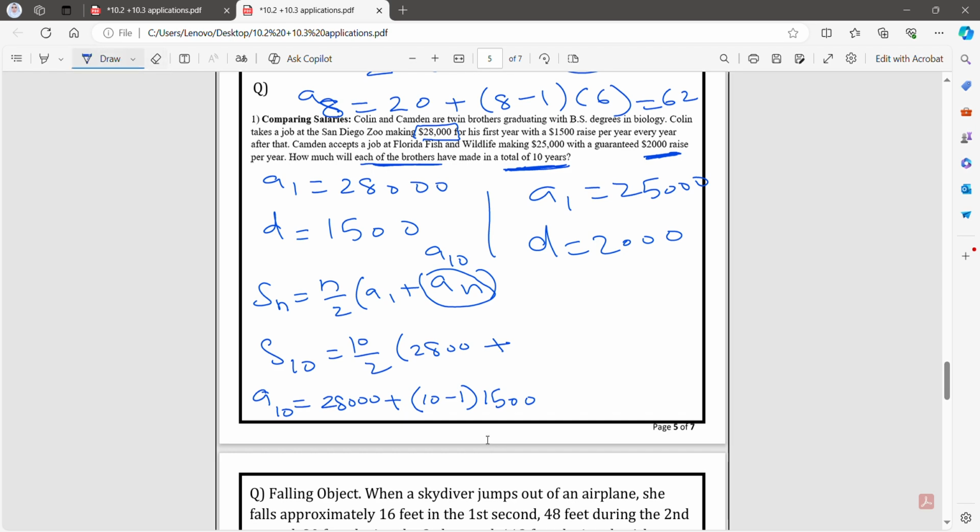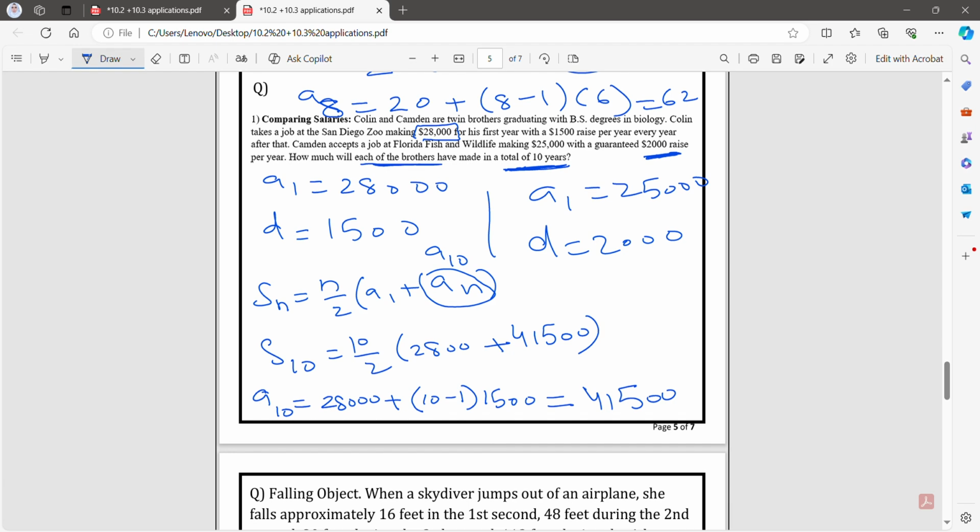Give this to the calculator and you will get A10. So it's 28,000 plus 10 minus 1 into 1500. Let me check, I'm writing the values. Yes, 1500. The answer is 41500. This is A10. Now replace this value here and give this to the calculator.